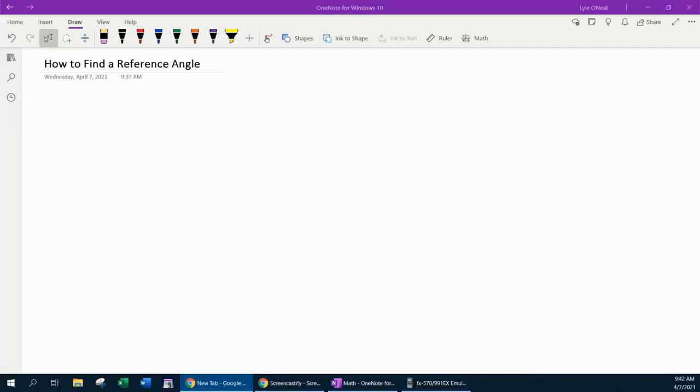Hello and welcome to our little mini lesson on how to find a reference angle. This is for our trig class. So what you need to know is that this angle here is 0 degrees or 0 radians.